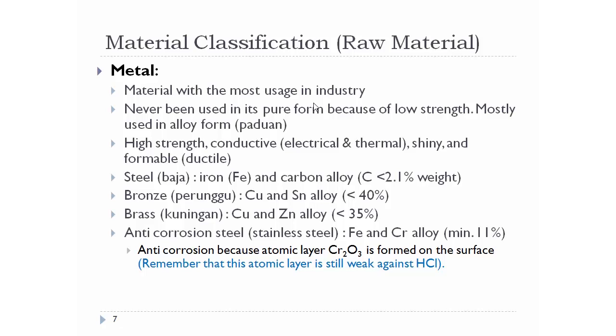There are several types of metal. The most common ones are steel, bronze, brass, and stainless steel. Stainless steel is steel that has one additional property: anti-corrosion. Why does it have anti-corrosion? It's because of the formation of an atomic layer of Cr2O3. Sorry, it's better for you to read about it by yourself. Why do these atomic layers help with anti-corrosion?